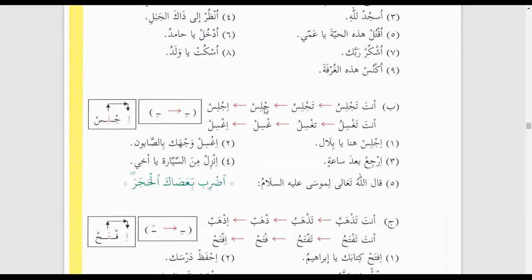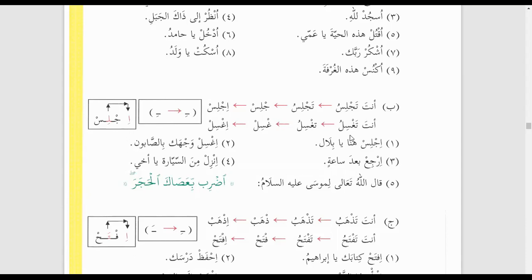So it is not readable. Again, we cannot read it. So what we have to do is add hamzat al-wasl, and hamzat al-wasl will take kasra because the second root letter does not have dhamma. If we have dhamma here, we will read it with dhamma. Otherwise, we will read it with kasra. So it is ijlis. Ijlis, sit.